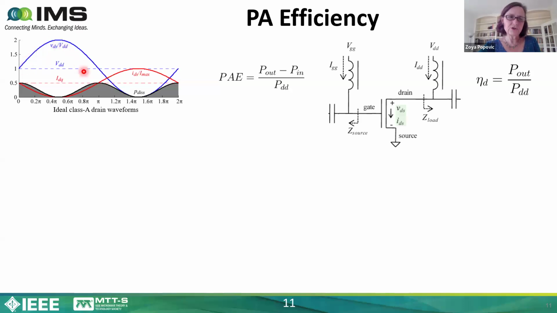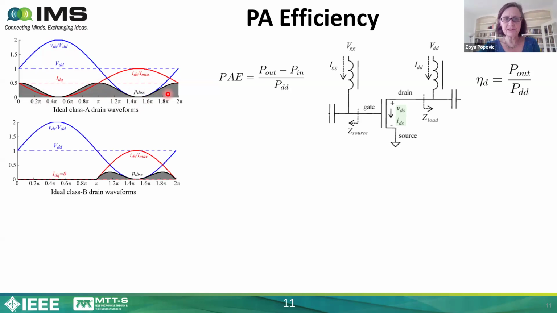Then you have the voltage waveform in blue and the current waveform in red for a classic linear class A amplifier. The product of the voltage and current, V times I, is the shaded area. That's the power that's dissipated, the heat that's generated in the transmitter, and that's what limits your efficiency. So what can we do to improve this efficiency?